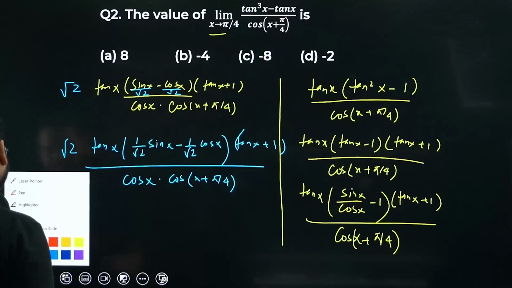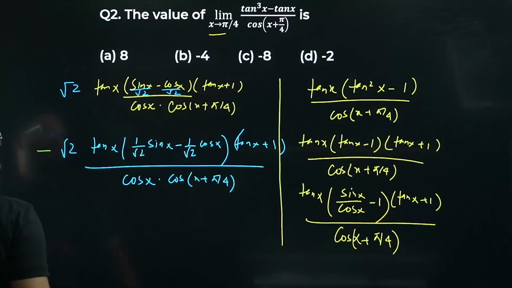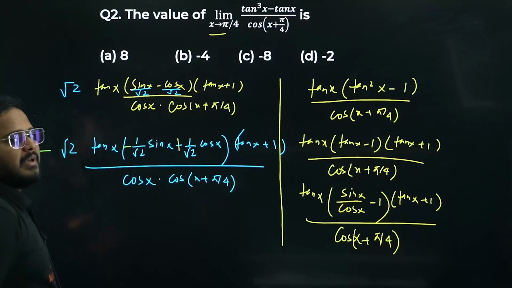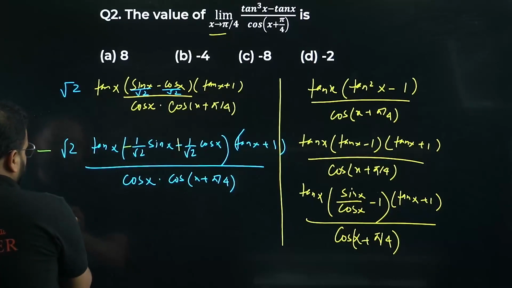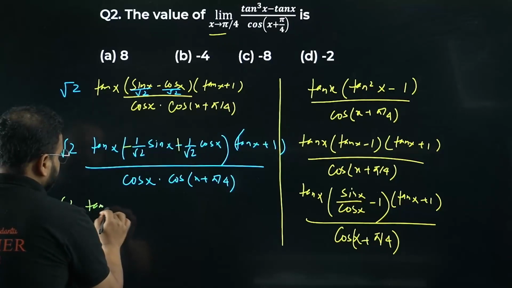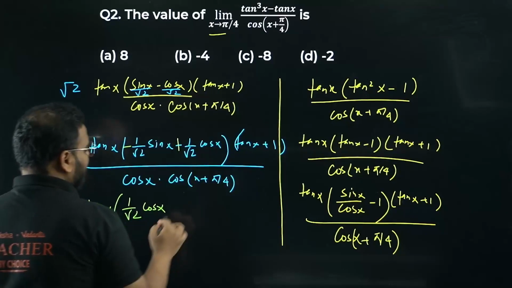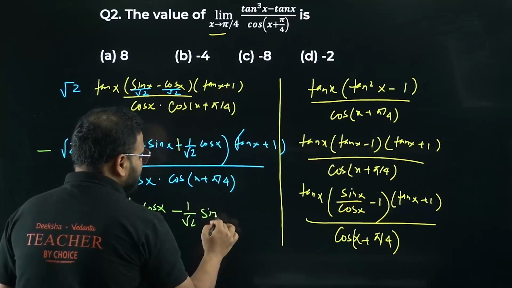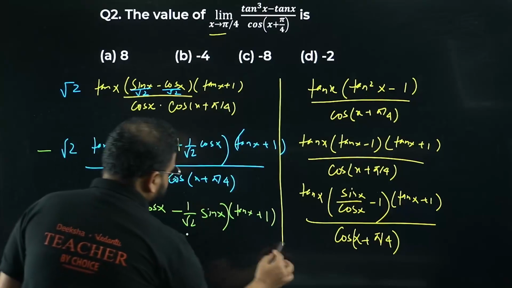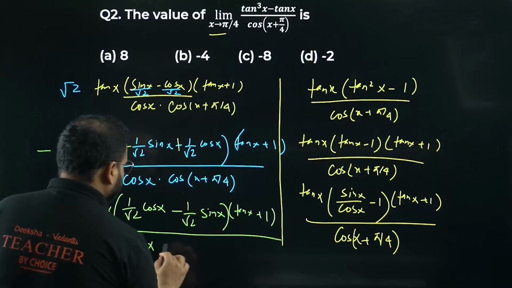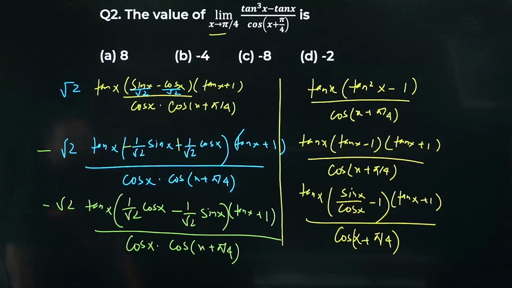Now please have a look. If you check over here, I can make a sign change. I can multiply a minus sign over here and a positive over here. Basically, I am taking a minus common from here. So now I have minus root 2 tan x, of course, and I can write this in front: 1 by root 2 cos x minus 1 by root 2 sin x, and then the same thing again, tan of x plus 1 divided by cos of x times cos of x plus pi by 4.